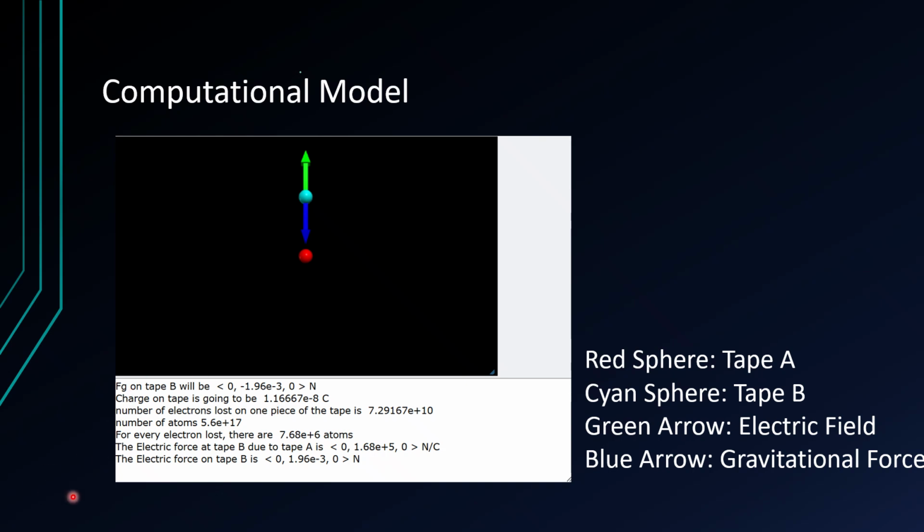This is the result of the code. As we can see, the red sphere is tape A, which we assume to be a point particle. The cyan colored sphere is tape B. The green arrow is the electric field, and the gravitational force is represented by the blue arrow.